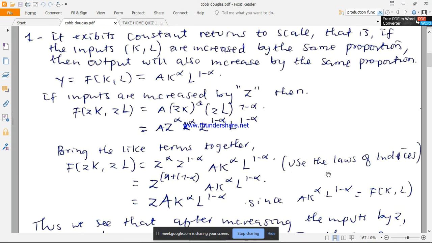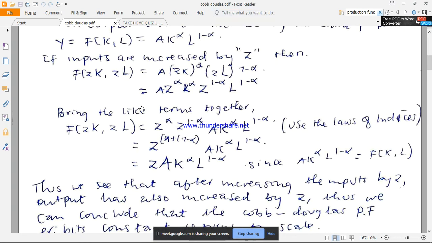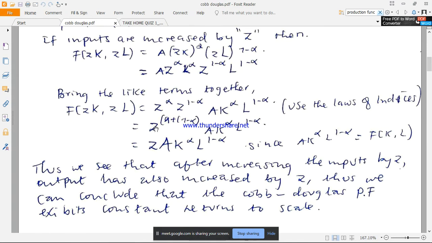Of course, I've put something important here: use the laws of indices. We have not yet reached calculus. We're just playing around with indices. So this should equal, from the laws of indices, if the bases are the same, you keep the base and add the powers. We're keeping the base Z, and then we add the powers: alpha plus 1 less alpha. So I've got Z raised to the power alpha plus 1 less alpha.